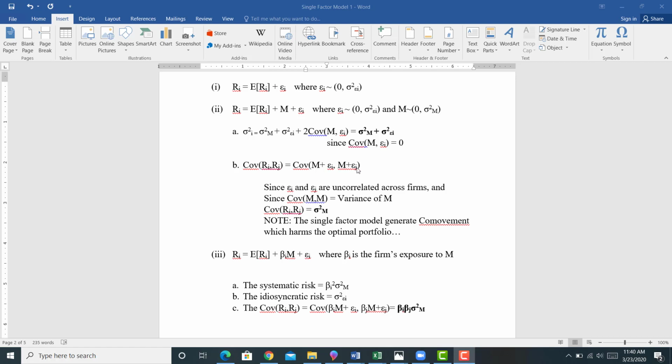That the covariance of the error term for asset J and the error term for asset I are going to be uncorrelated with the systematic risk event and are going to be uncorrelated with each other. Okay? So that the covariance between the returns for asset I and the returns for asset J are just going to be equal to the covariance.